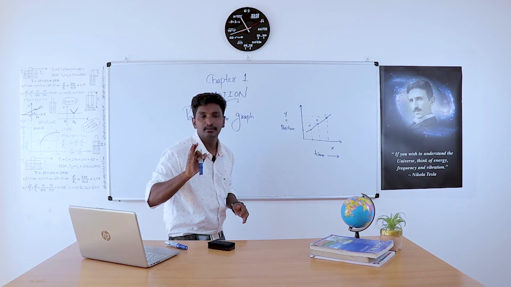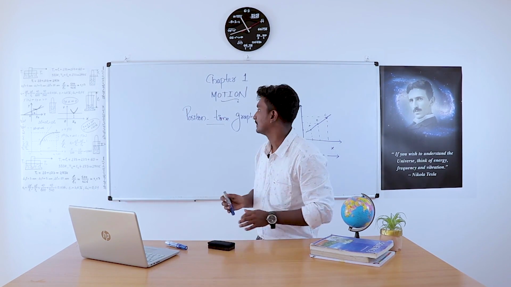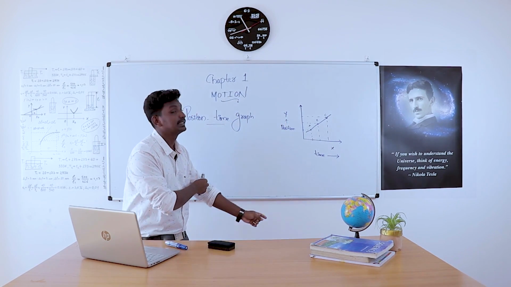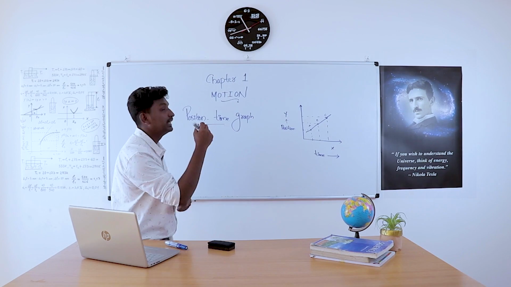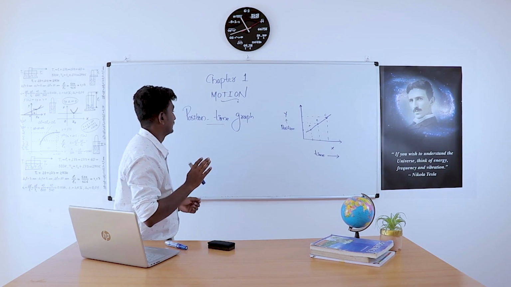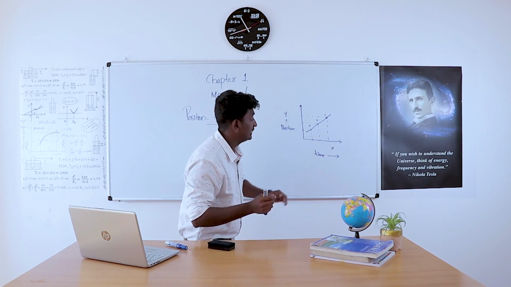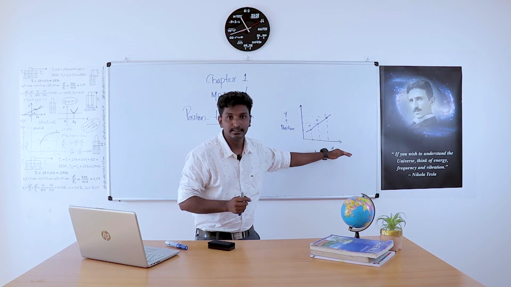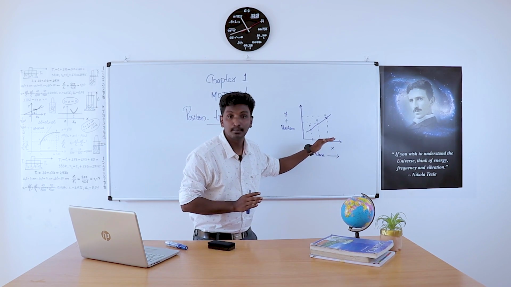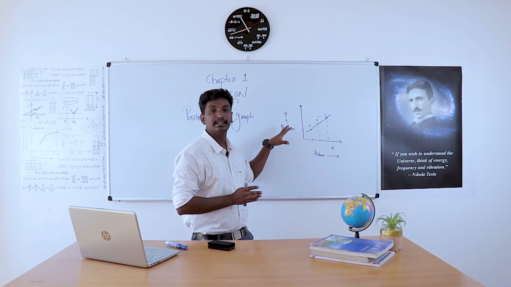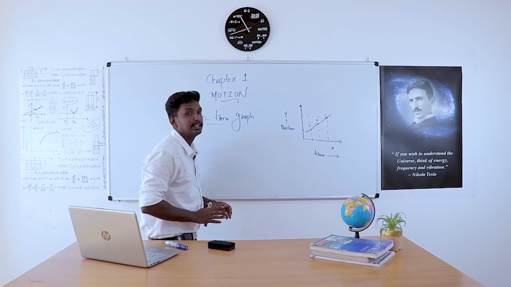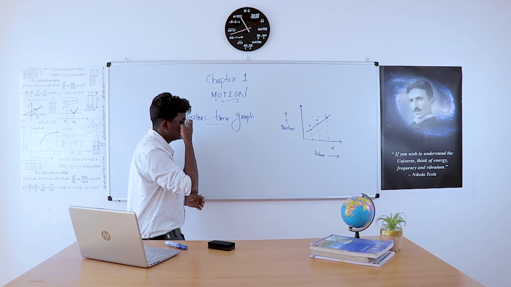Now we can define what a position time graph is. A graph plotted with time along the x-axis and position along the y-axis is called a position time graph. You know that time is the reference quantity. That's why we are plotting it on the x-axis, and the other term, position, on the y-axis. Then the graph is called a position time graph.